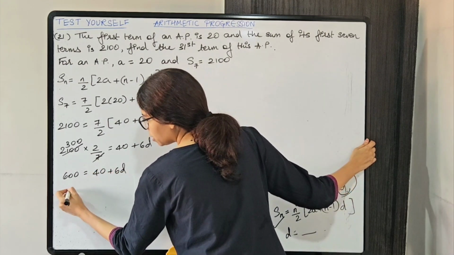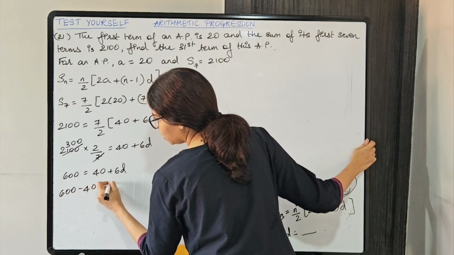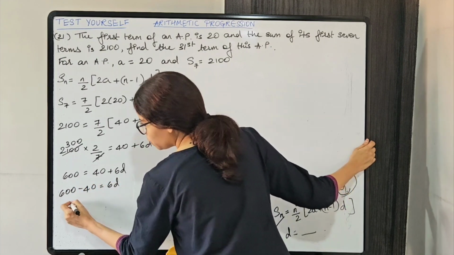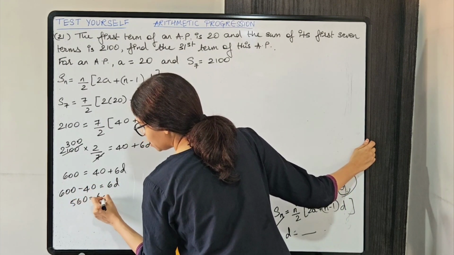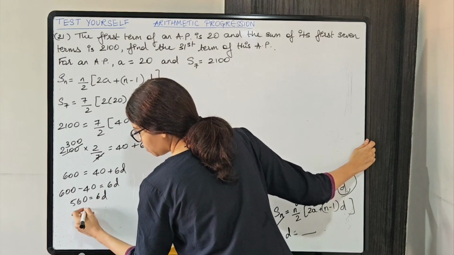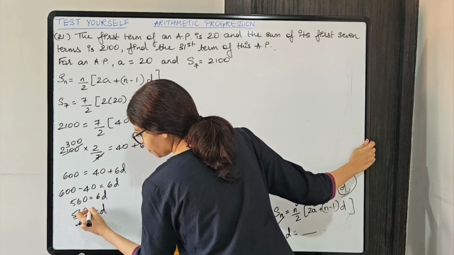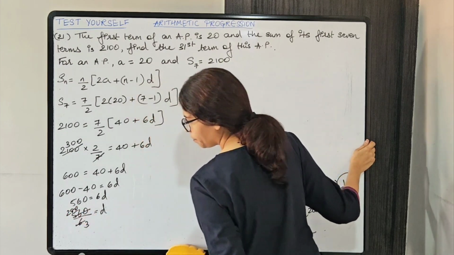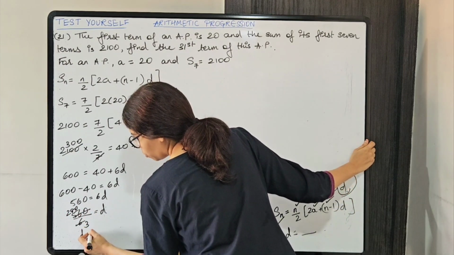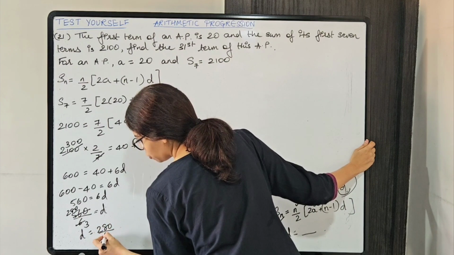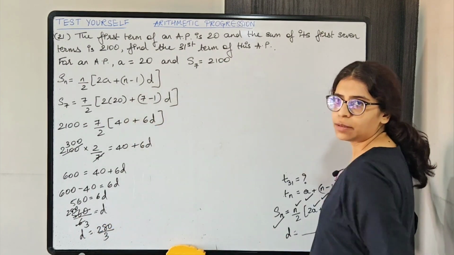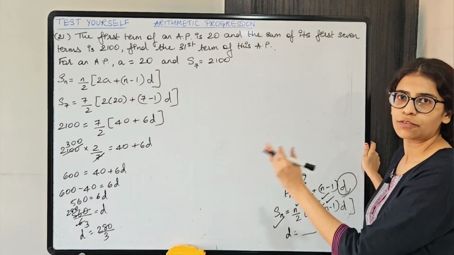40 को शिफ्ट करते हैं. 600 minus 40 is equal to 6D. This will give 560 is equal to 6D. So 560 by 6 is equal to D. 2 3s are, 2 280s are. So we are getting a fraction. D is 280 by 3. Keep it as it is. We just have to put the value.